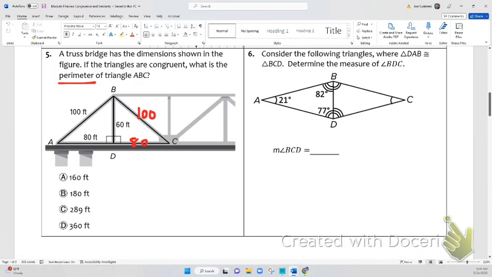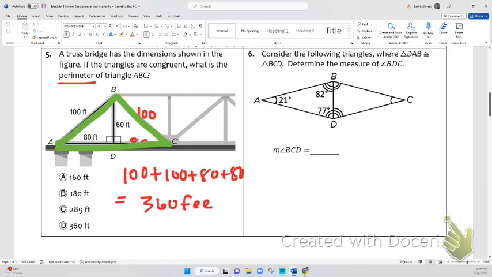So if I simply start here at A, and I go from A to B to C all the way back to D, then I have to do 100 plus 100 plus 80 plus 80. And when I add all those up, the number that I get is 360 feet, which happens to be letter D. So just remember, perimeter is the distance around the object. And in this case, they're wanting us to do the distance around the entire thing, which happens to be the truss of the bridge, which is outlined there.